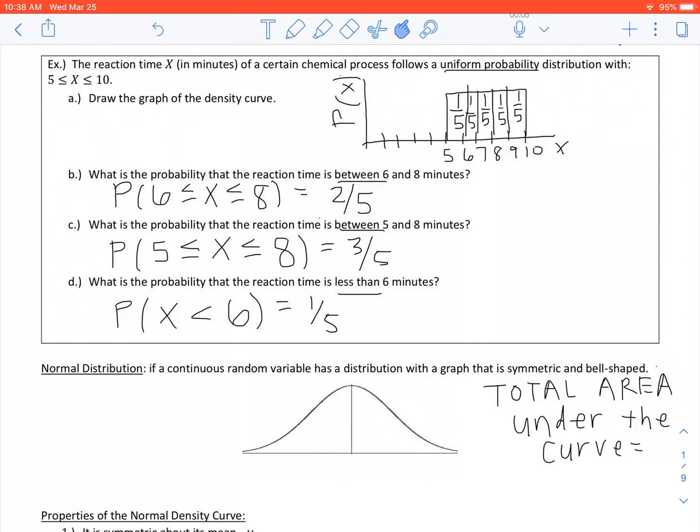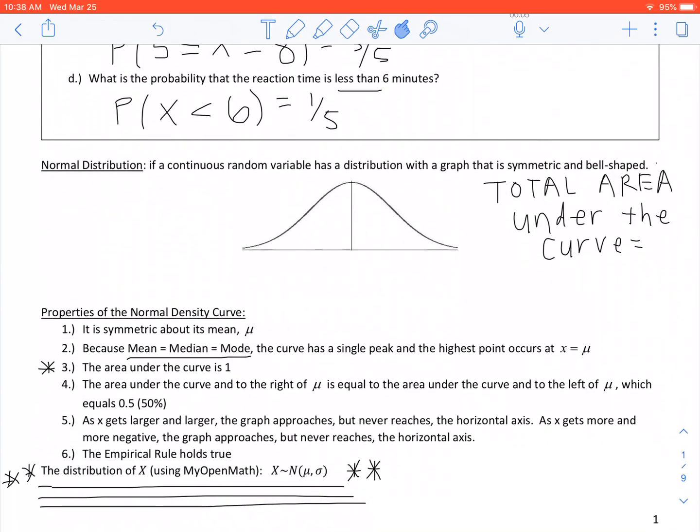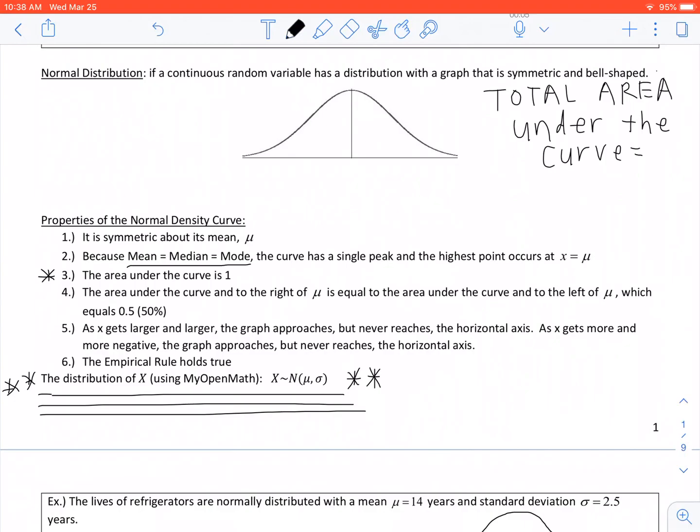Uniform probability doesn't get used as often, but it does make the problems a lot nicer to deal with. For most of us, the problems we're going to be dealing with use the normal distribution, so give that a big star. A normal distribution is when a continuous random variable has a distribution with a graph that is symmetric and bell-shaped, and the total area under the curve is also equal to 1, just like for the uniform distribution. With bell-shaped curves, as we've seen before, in the middle of the graph is our mean. I'm going to use our population parameters here, and then we go out 3 standard deviations each way: 1, 2, 3 in both directions. So we have sigma, 2 sigma, and 3 sigma, and likewise negative sigma, negative 2 sigma, and negative 3 sigma.